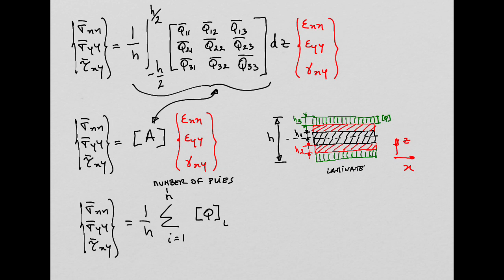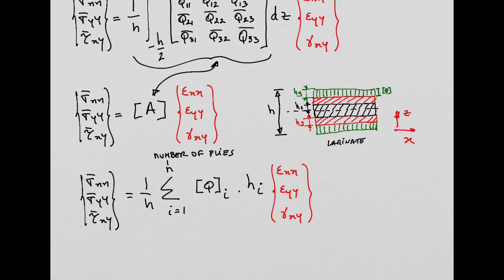The stiffness matrix of each ply, I'm going to put like this, Q ply times the thickness of each ply. Okay? And this will then, of course, have to multiply my strain tensor. So this is going to be my stiffness matrix of the laminate. We already defined this stiffness for each ply before, so we know how to do that for each ply.